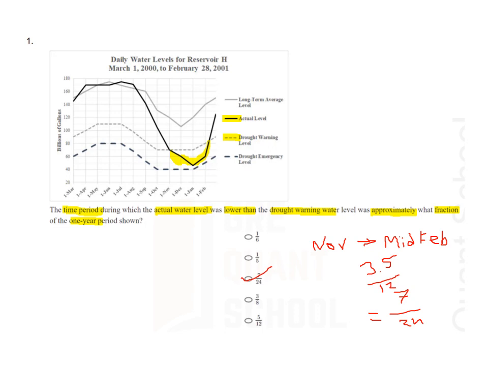And we have overall 12 months. So we can find the fraction by dividing 3.5 months by 12. As there is no such option, we multiplied the numerator and denominator by 2 and got the resulting option, which is option C.